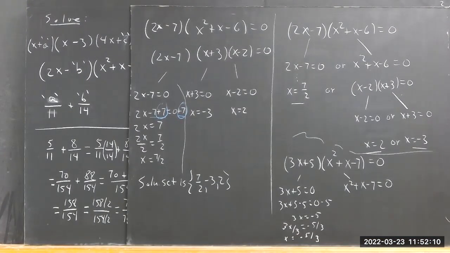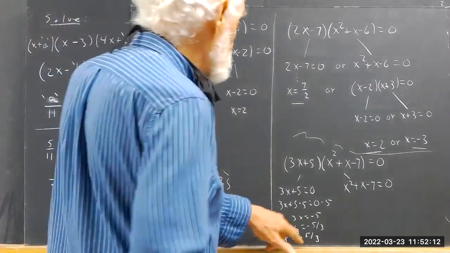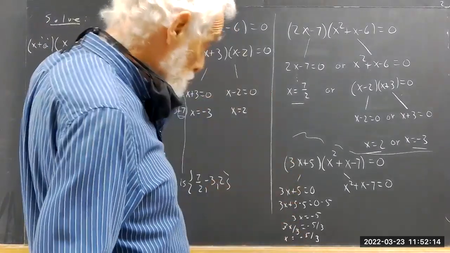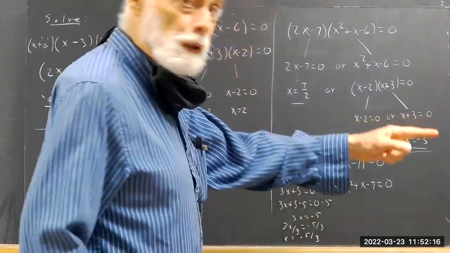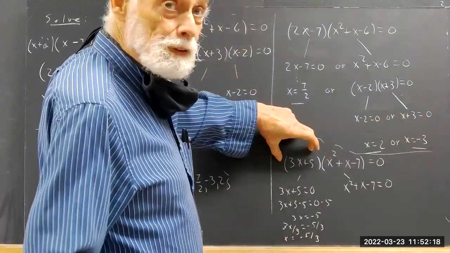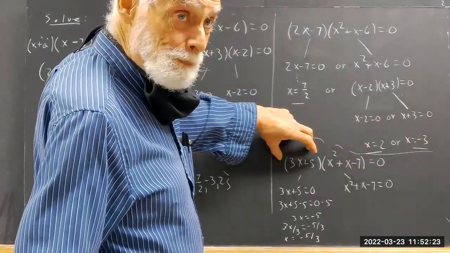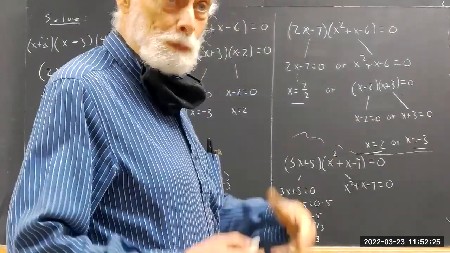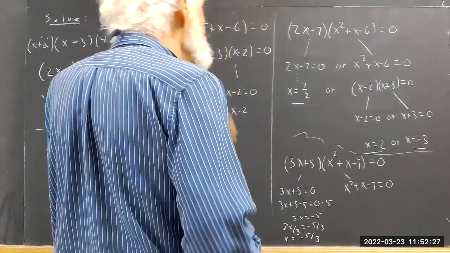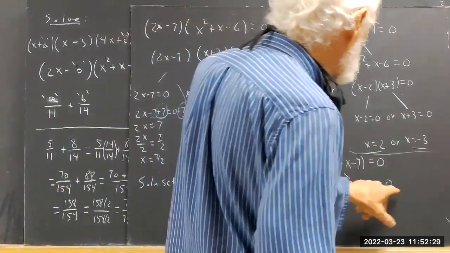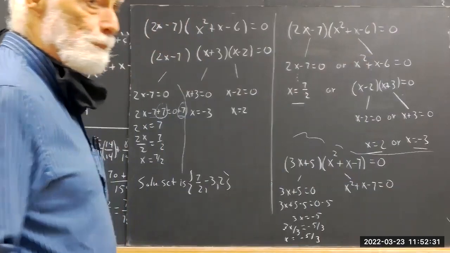At least it's focused. Okay, so x is -5/3. That's one solution. Plug -5/3 into this equation. This is going to give me 0. This won't, but this will. And 1 zero is all we need if we multiply a bunch of numbers. Okay, now we've got x squared plus x minus 7 equals 0.